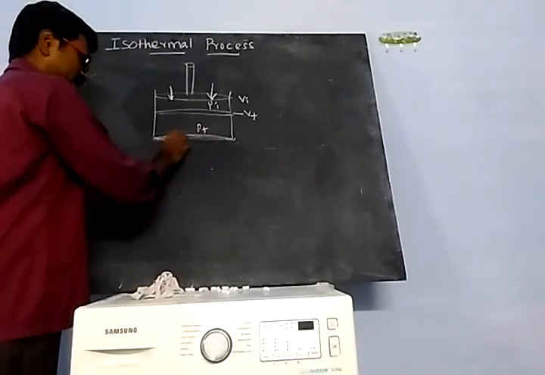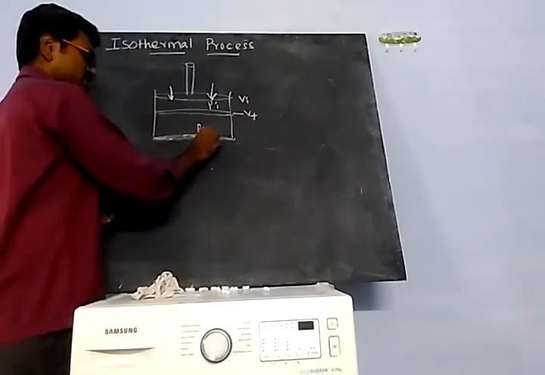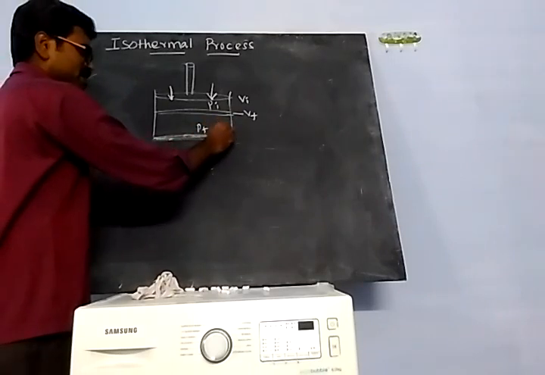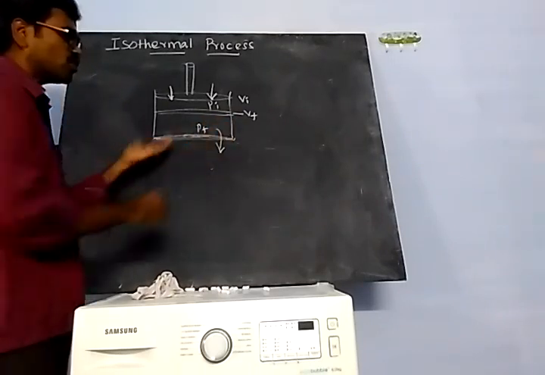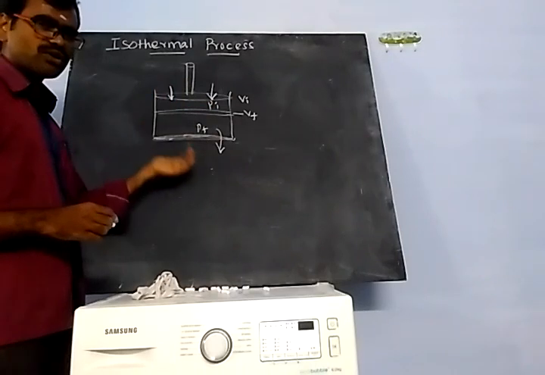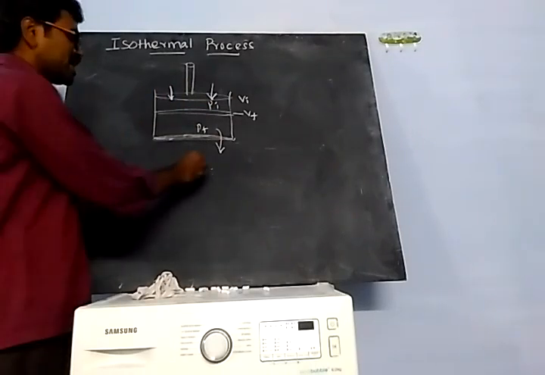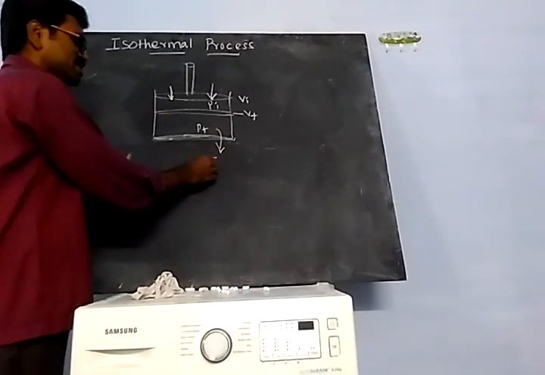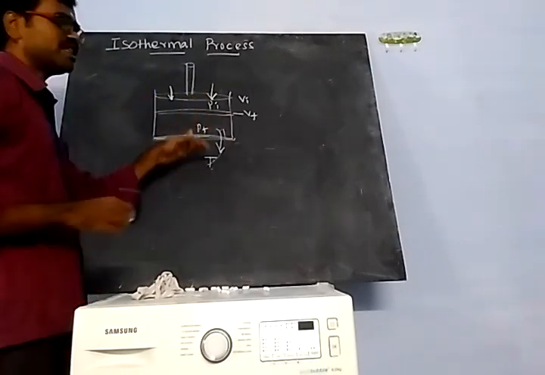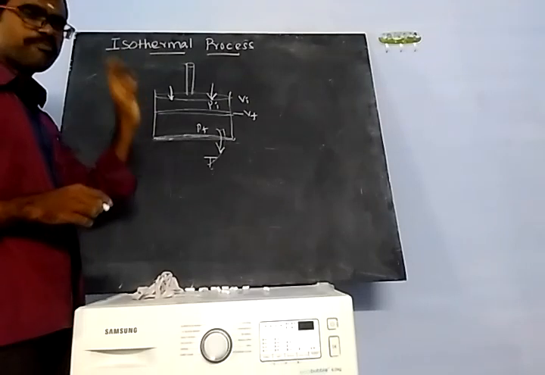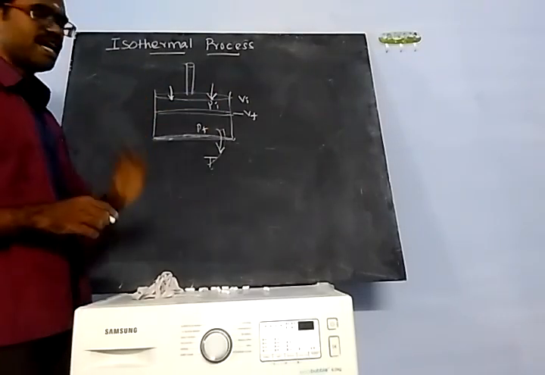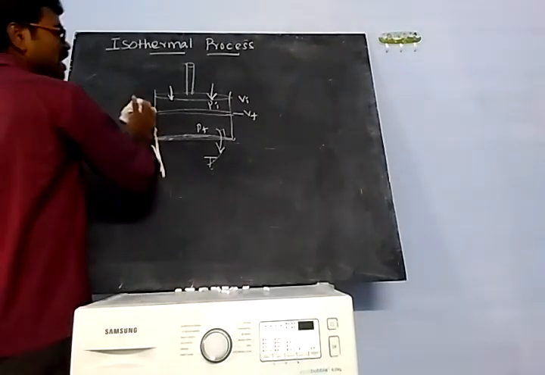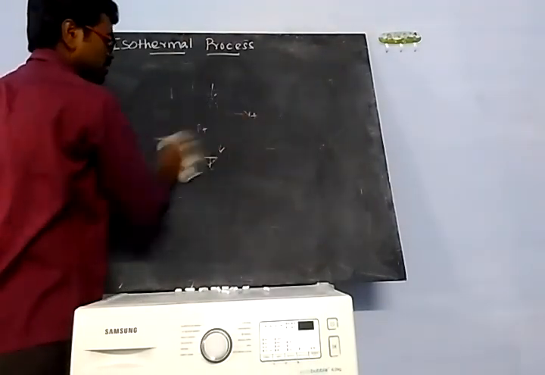But here it is thermal contact. Thermal contact means when the temperature increases, the heat flows out of the piston. So the environment and the gas will be at the same temperature. Here the temperature is constant, and pressure and volume are variable. So this process is known as the isothermal process.